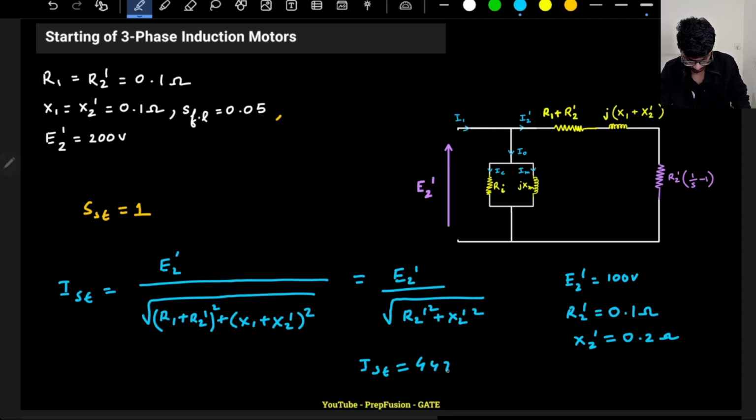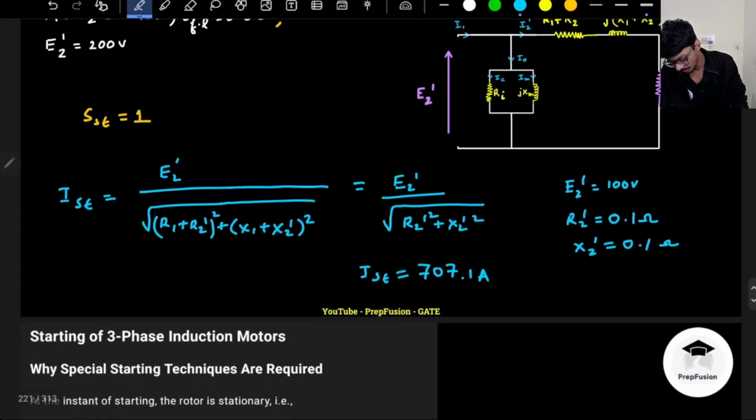Now let me take both of them the same, it will be easier for us to calculate. So this will be 0.1 whole square plus 0.1 whole square, whole under root, into 100. Are you able to observe what amount of current we are getting? This is huge, 700 amperes. And in normal condition, what will happen?